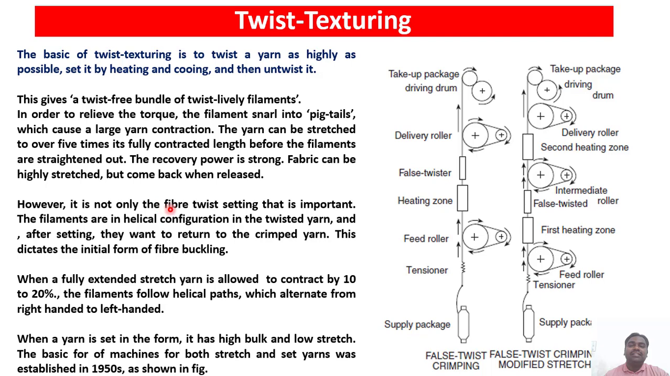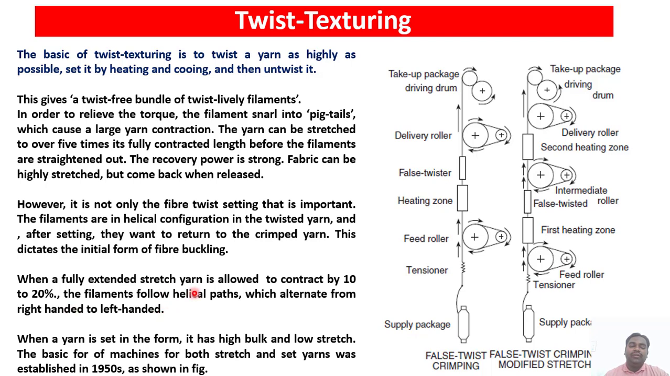However, it is not only the fiber twist setting that is important. The filaments are in the helical configuration in the twisted yarn, and after setting they want to return to the crimped yarn. So this designates the initial form of fiber buckling which could happen. So when a fully extended stretch yarn is allowed to contract by 10 to 20%, then the filament follows a helical path which alternates from right-handed to left-handed.